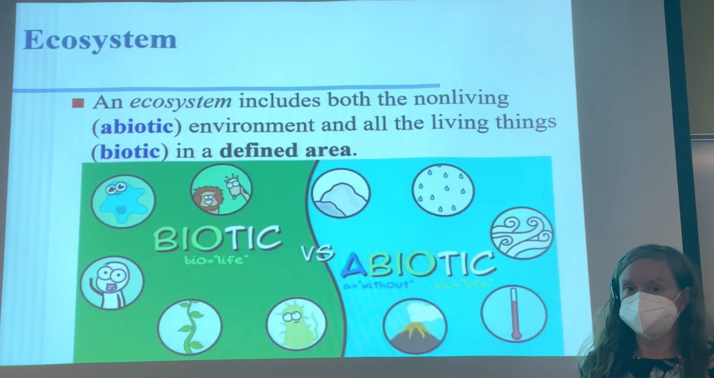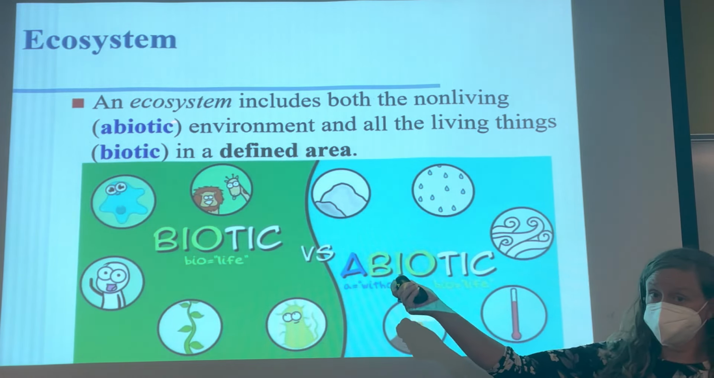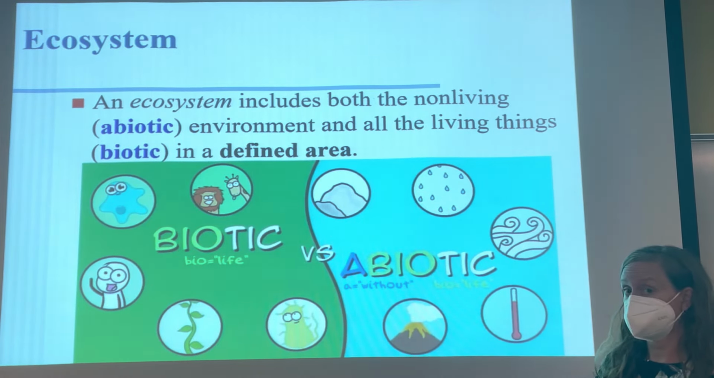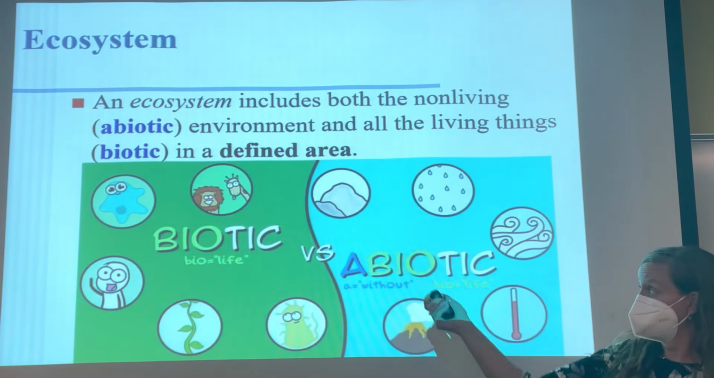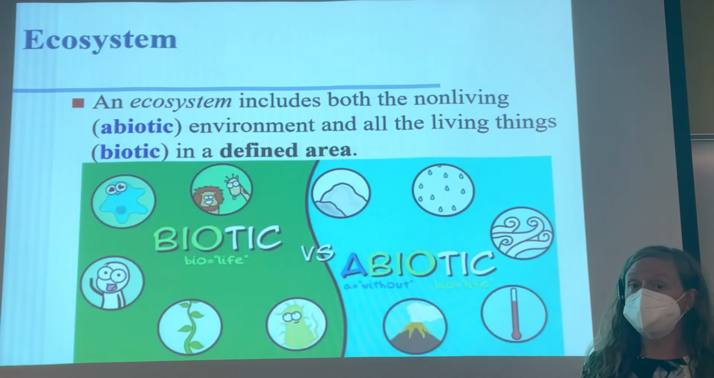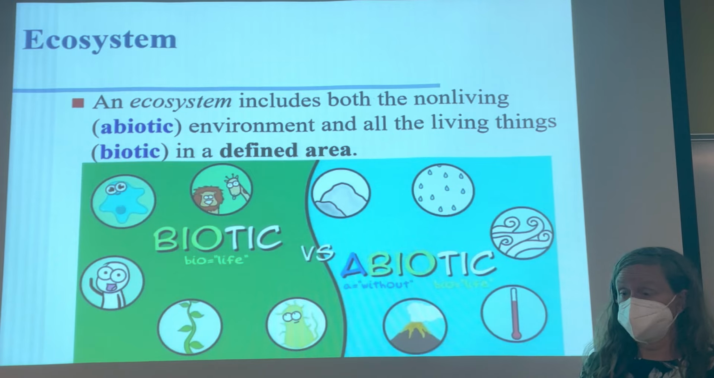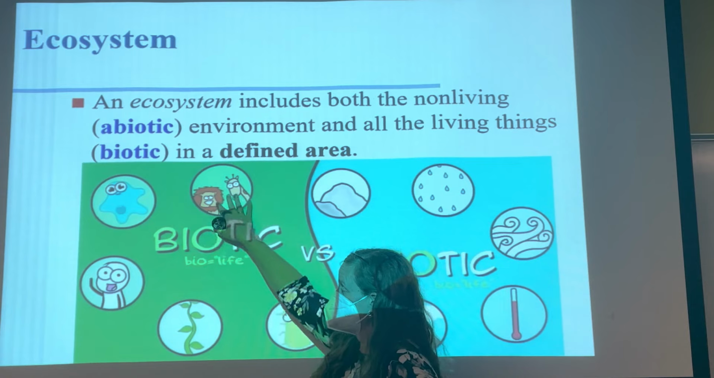When looking at an ecosystem, we're focusing on two main components. We are focusing on the abiotic components, a meaning non, bio meaning living. So the non-living things and their interaction or relationship with the biotic things. And when we're looking at an ecosystem, we're talking about those interactions between living and non-living, abiotic and biotic, in a defined area.